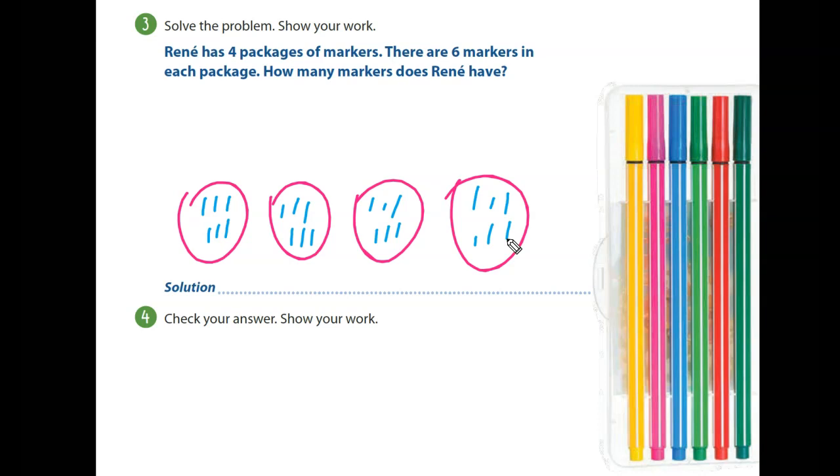Okay, and my multiplication equation is going to be 4 times 6 equals whatever that is, right? 6, 12, 18, 24. Okay, so 4 times 6 is 24. I skip counted by 6s, or I could just count all the tallies that I wrote.